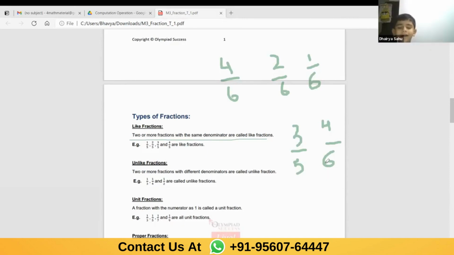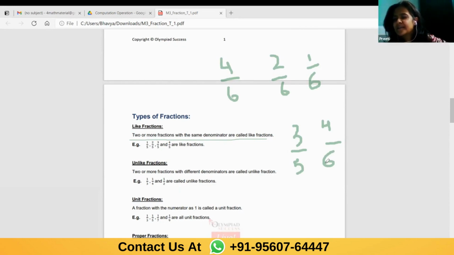Ma'am, like and unlike are opposite words. Like says same denominator, unlike says different denominator. They are not at all talking about numerators. They are only talking about denominators. Like means they love each other, and unlike means they are unlike each other. Yeah, that is another way of remembering.